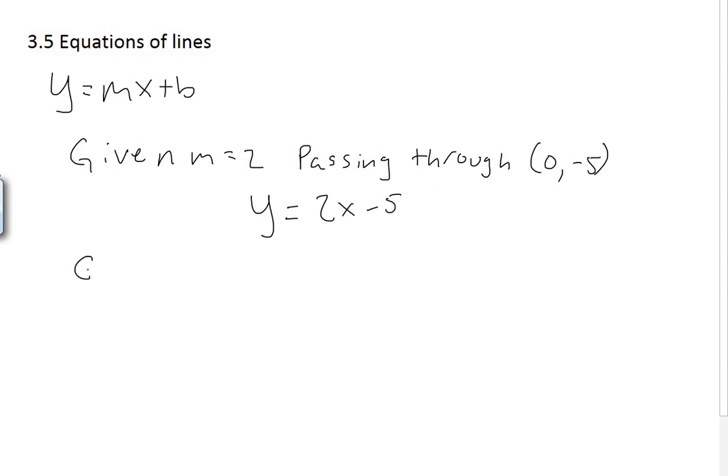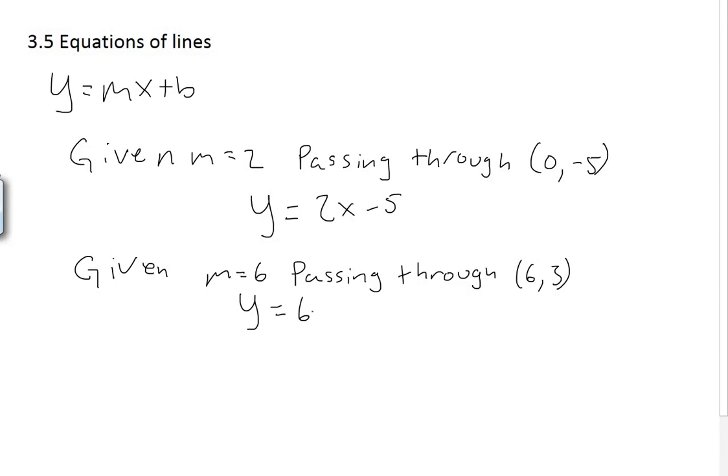So I could do something like given slope equal to, say, 6, and I want the equation of a line passing through the point 6, 3. Then I have some work to do, right? Because now I just know that y equals 6x plus b, but I don't know what b is. This is not a y-intercept, so I can't use b here. b is the y-coordinate of the y-intercept. 6, 3 is just some random point off in space.